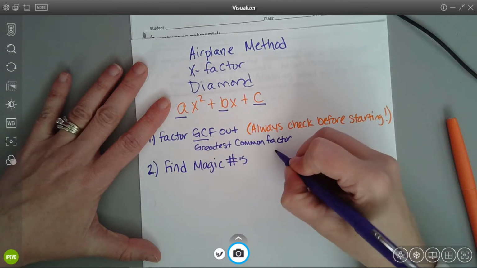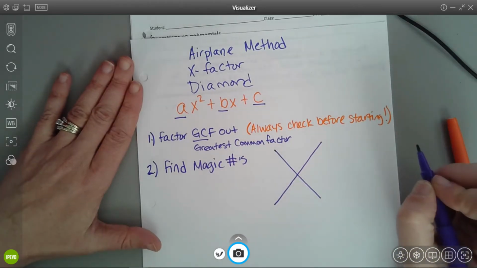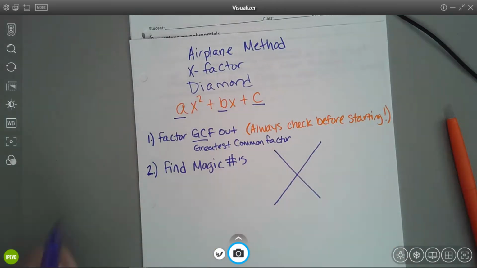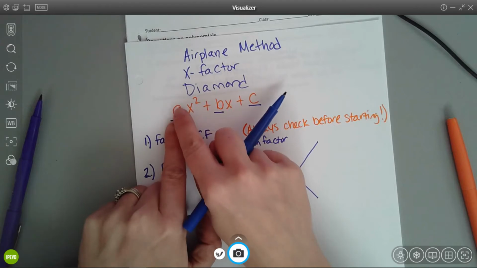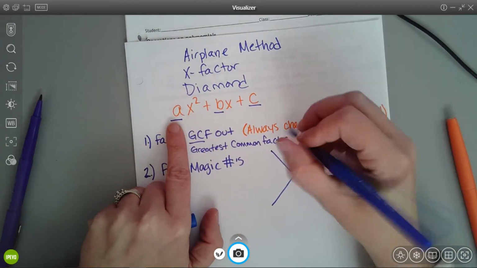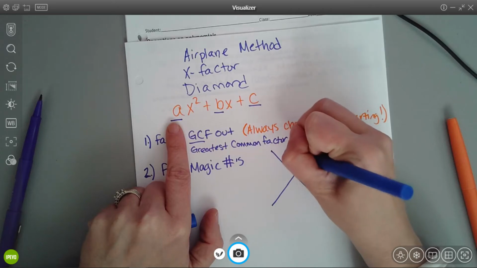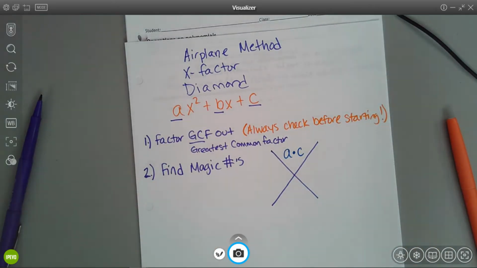Well, what are these magic numbers? Here's our propeller for our airplane. What number are you going to put in the top? In the top, you are going to take your A and multiply it to your C. So you're going to do A times C. You may have done this. Your teacher should have been working some of these diamond problems with you.